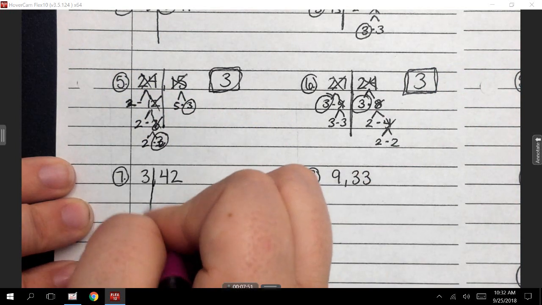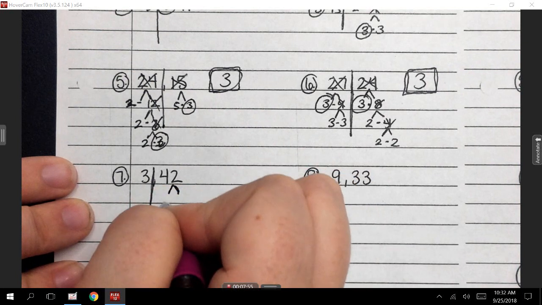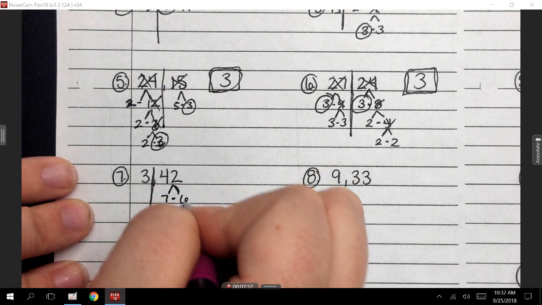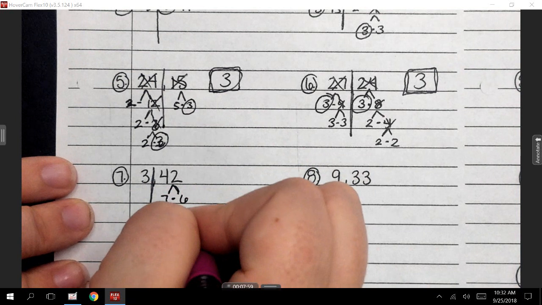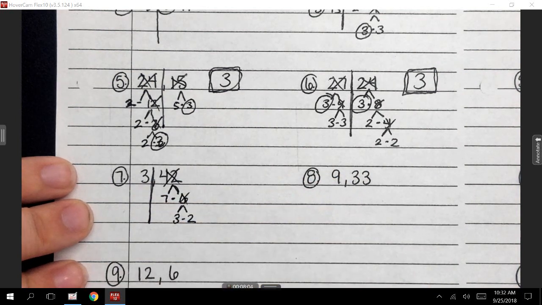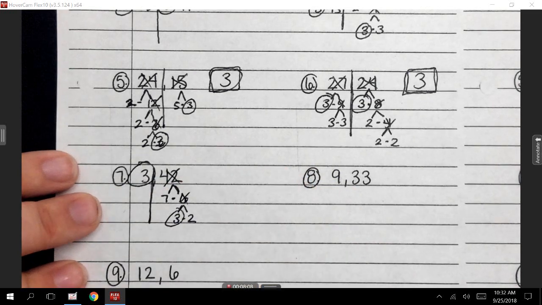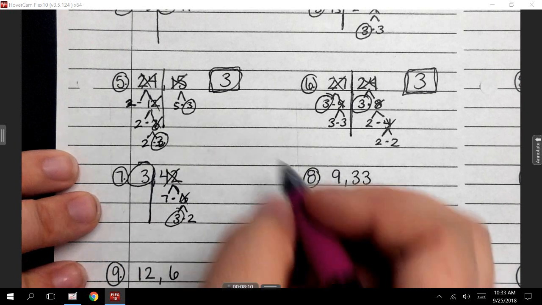All right, number 7. 3 is prime. 3 can't split up. So I'm just splitting up 42, which is 7 times 6. Or you could write 6 times 7. Then 6 would split up into 3 times 2 or 2 times 3. All right, when I'm looking at this, I only have one match. 3 was the only number over here, and it happened to match, so that's good.